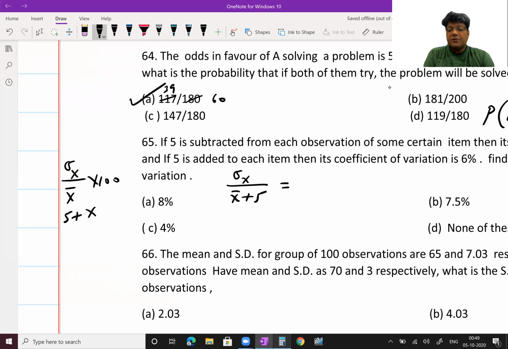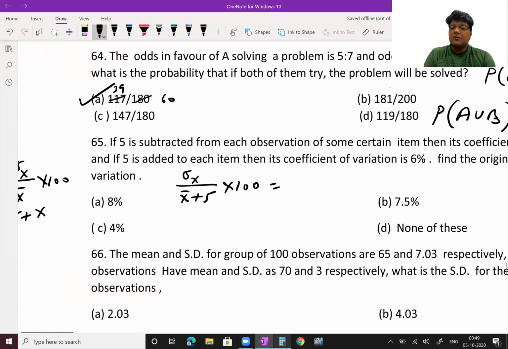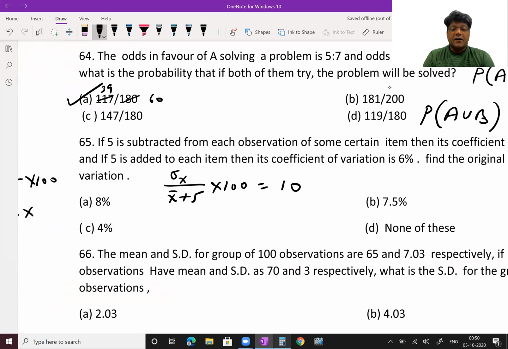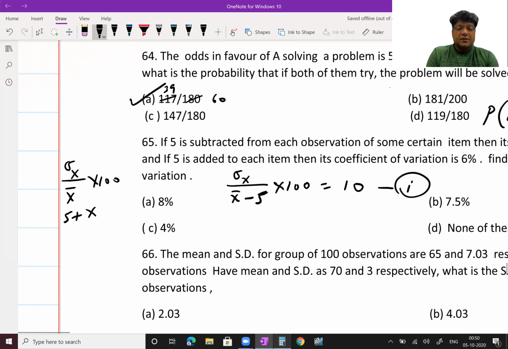New mean x bar plus 5. Now the coefficient of variation, SD by mean into 100, is equal to how much? 10%. It is equal to 10. And now they are saying this is equation number 1. Now they are saying if 5 is subtracted from... guys, minus sign will come. 5 is subtracted from, here it is x minus 5. Your new value is x minus 5.